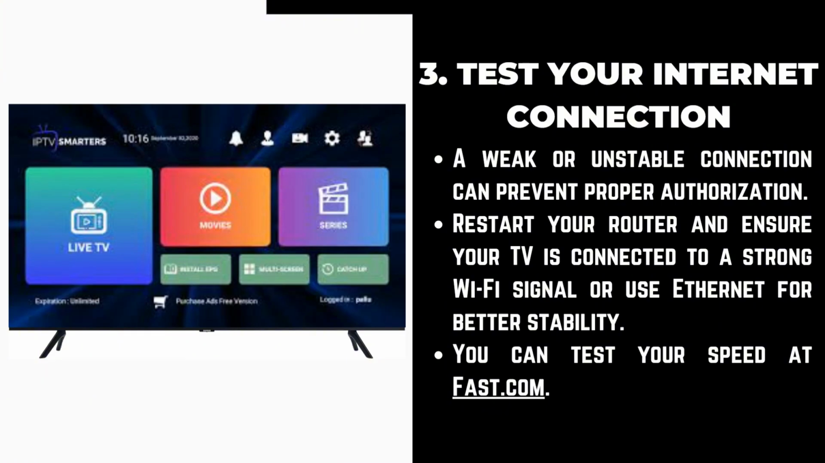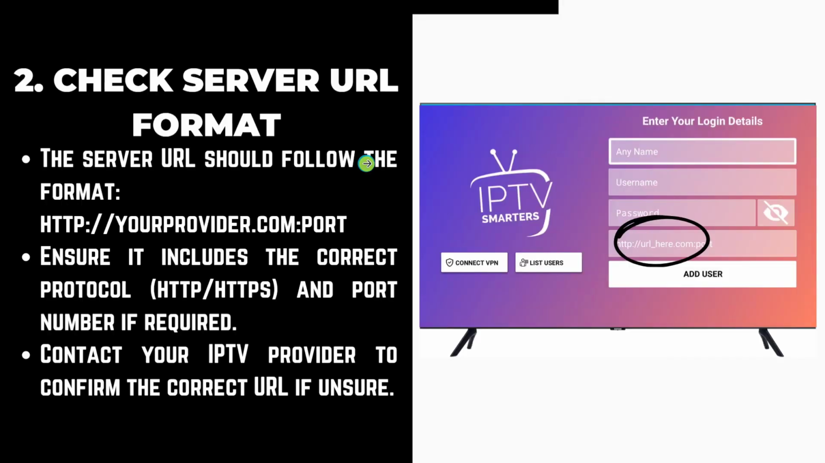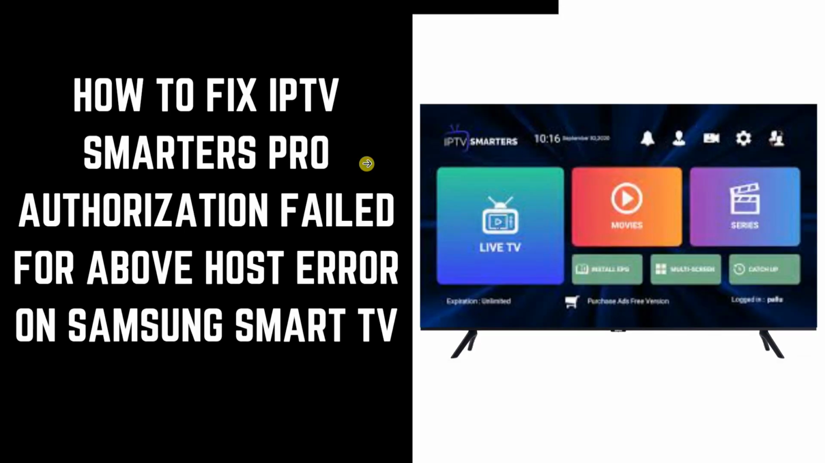A weak or unstable connection can prevent proper authorization. Restart your router and ensure your TV is connected to a strong Wi-Fi signal or use Ethernet for better stability. And that is how you can basically fix IPTV Smarters Pro authorization failed for above host error on Samsung Smart TV.